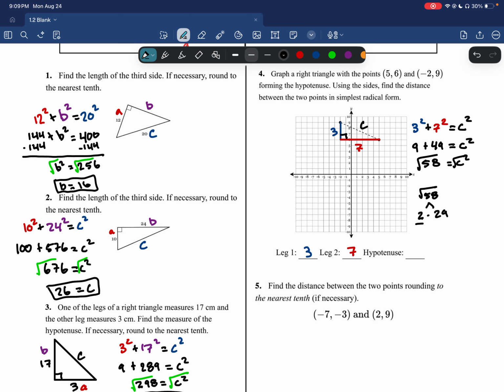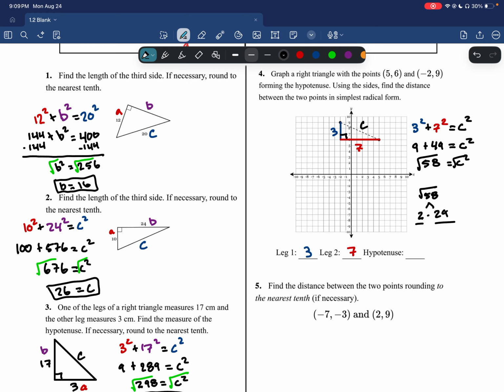2 is prime, so we're done there. 29, I'm going to see if I can break 29 into anything. Well, you can type as many things as you want in your calculator: 29 divided by 2, 29 divided by 3, 29 divided by 4, so on and so forth. But you're never going to find anything because 29 is also prime, okay?